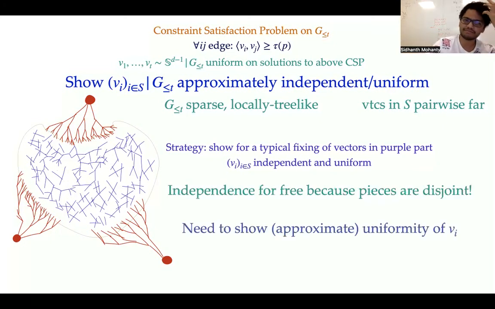Now, by sweeping some small details under the rug, we can treat the CSP instance that we get after fixing the vectors in the bulk as being a CSP instance on a bunch of disjoint trees. But since you have a CSP instance on a bunch of disjoint trees, you get independence for free because the disjoint pieces don't correlate with each other in any way. Or rather, the distribution of vectors on the disjoint pieces don't correlate with each other in any way. And then the goal is going to be to show some sort of approximate uniformity for each V_i. We've already shown independence, now we care about showing approximate uniformity.